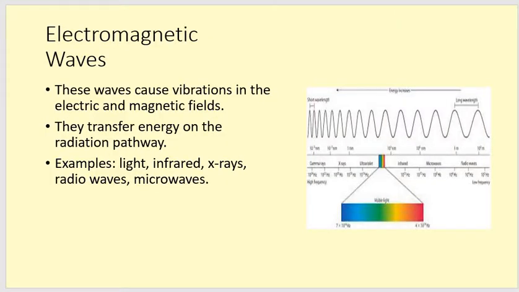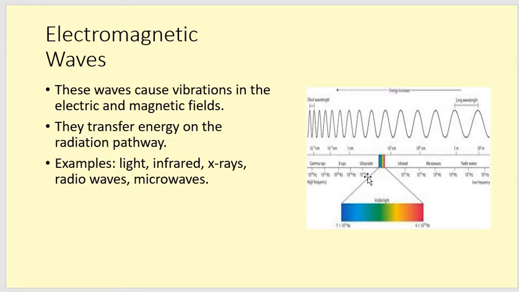The other type of waves are called electromagnetic. So that links back to the electromagnets we learnt about last week. And these waves cause vibrations in the electric and magnetic fields. They transfer energy on the radiation pathway. And examples here are light and infrared and X-rays and radio waves and microwaves. We've got a little diagram here showing you what the wave looks like, how it changes as it goes along, and showing you where the different parts fit in.